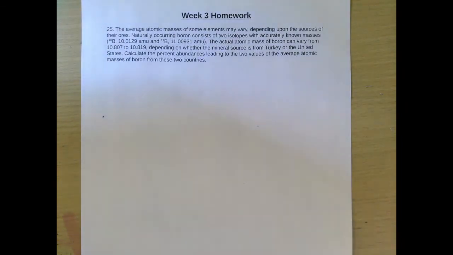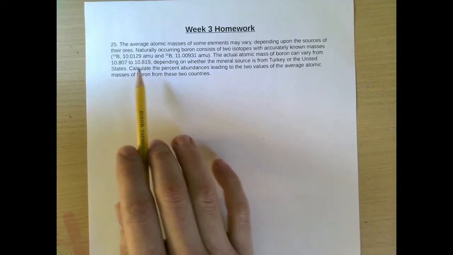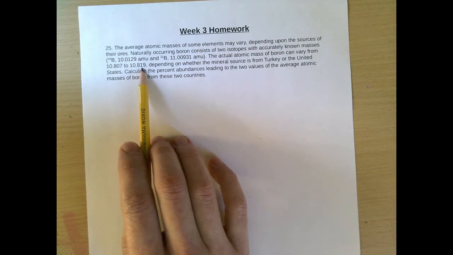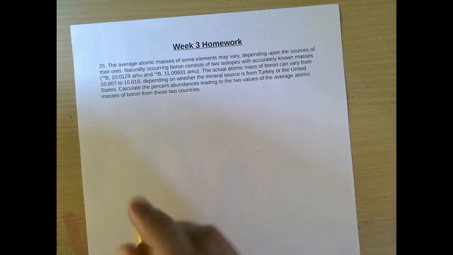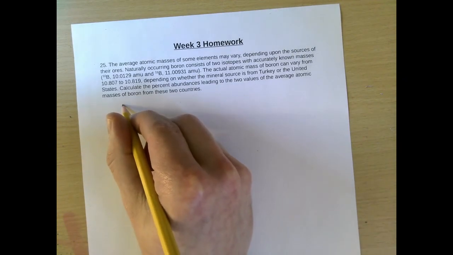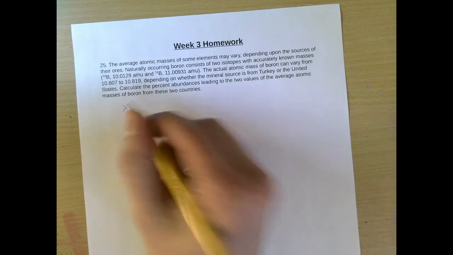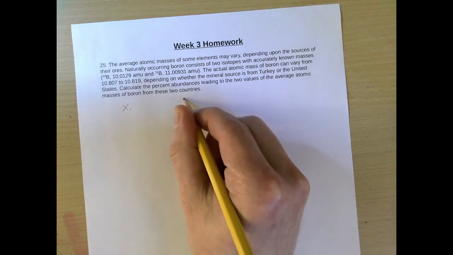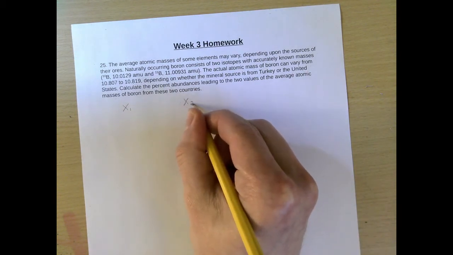Let's go back to our problem here. The first thing that we can do is set up the weighted average that is going to get us to our 10.819 value, with the things that we don't know and the things that we do know. So what don't we know? What we don't know are the abundances. So I'm going to have x1 be one of the abundances, and I'm going to have x2 be the other abundance.